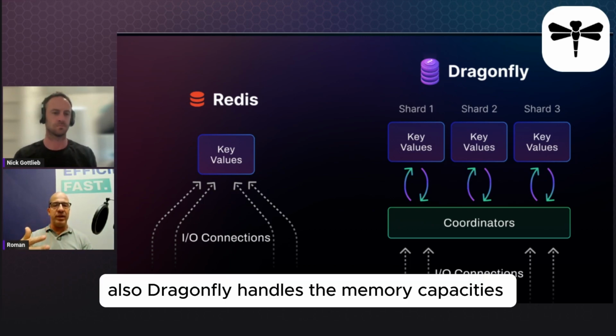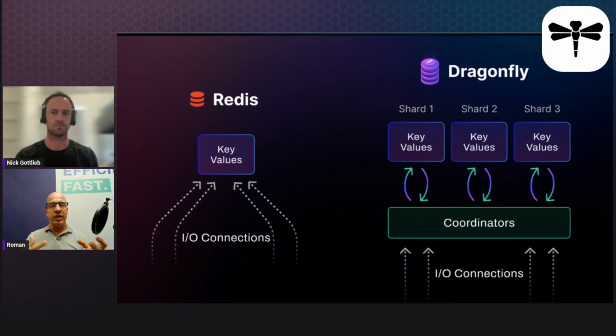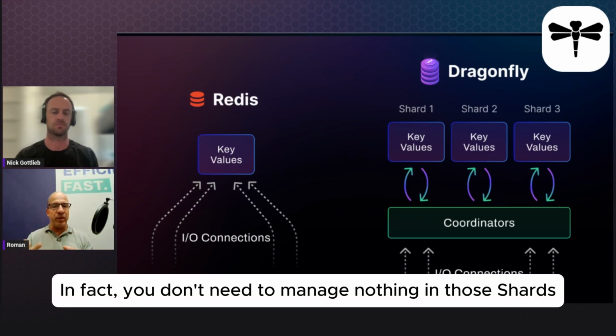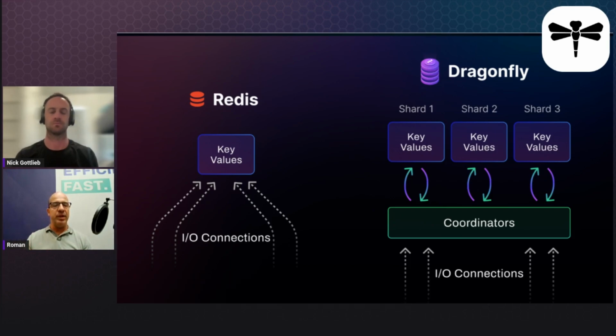Also, Dragonfly handles the memory capacities in a fully transparent way. So you don't need to manage each shard's capacity. In fact, you don't need to manage anything in those shards. It's fully transparent, and you only have a single process.